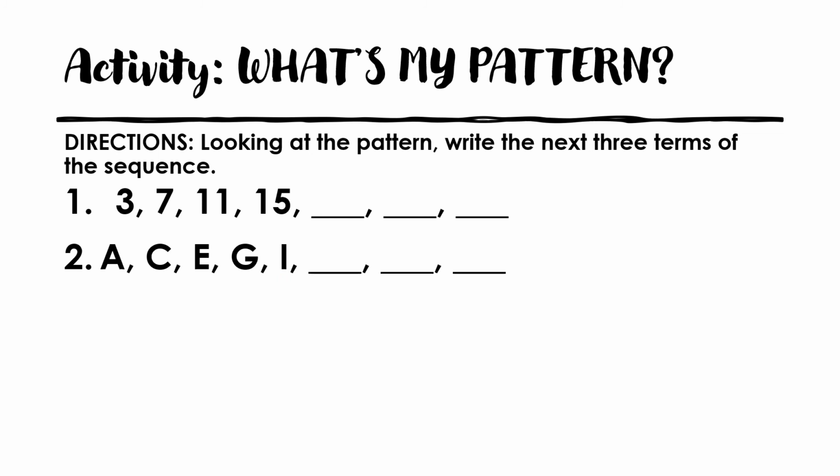Next, number 3. We have 2, 5, 10, 17. Observe the given numbers. Does it have a pattern? What will be the next 3 terms?